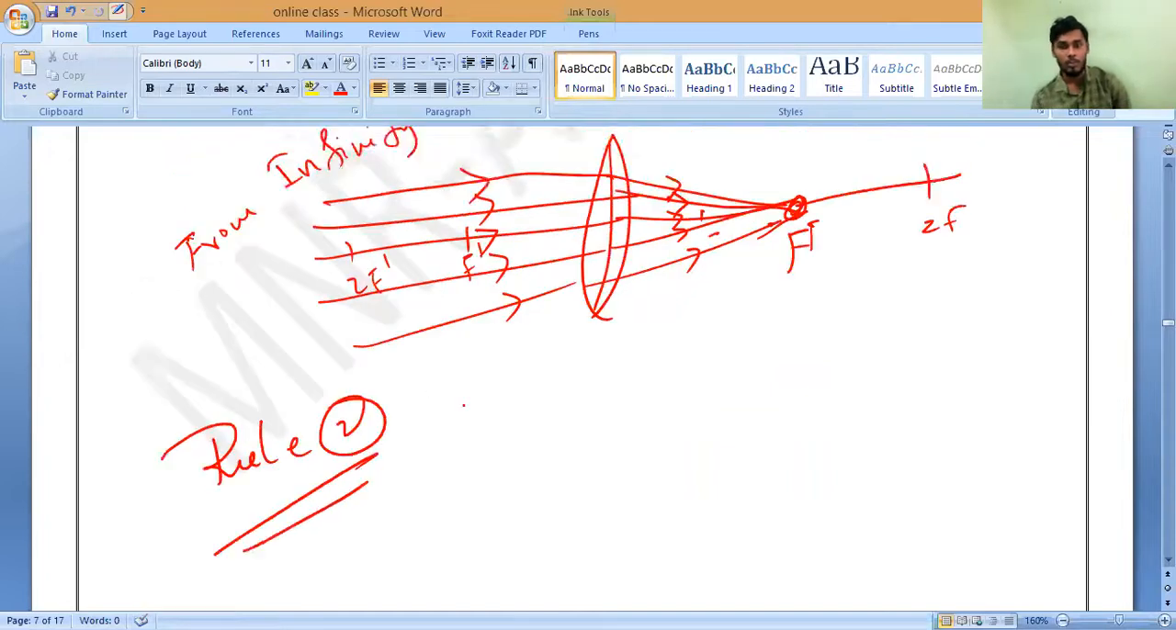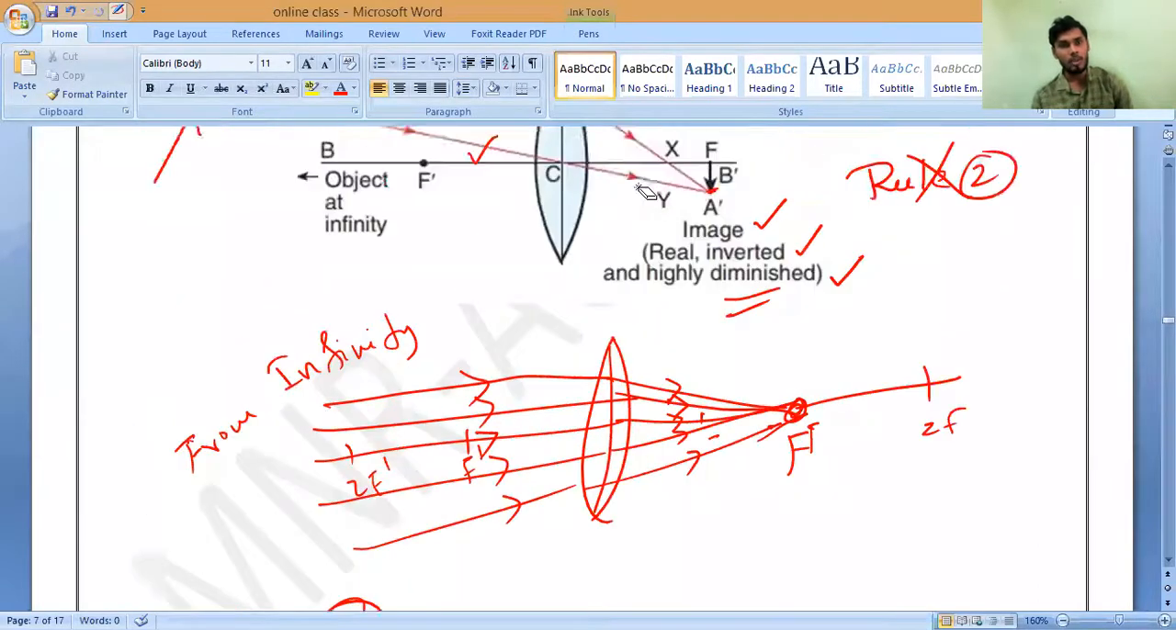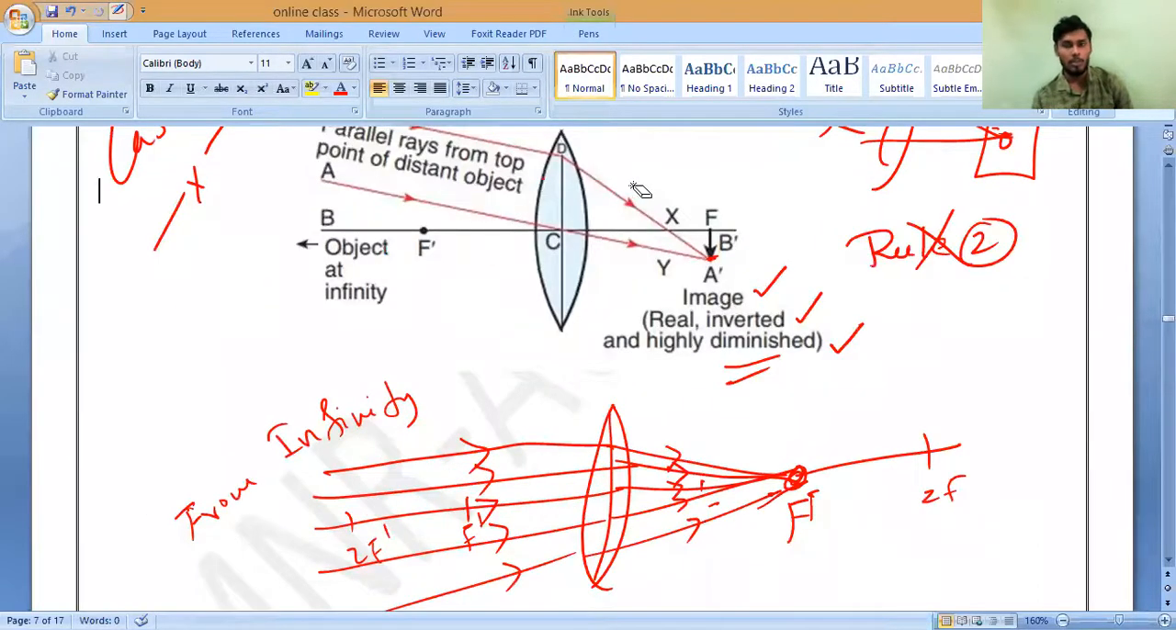Have you completed this one? If you have completed, only then I will say that. Have you completed this one? If it is completed, then I will say, remember. So for all the cases, you have to use what? Rule number 1 and rule number 3 only.